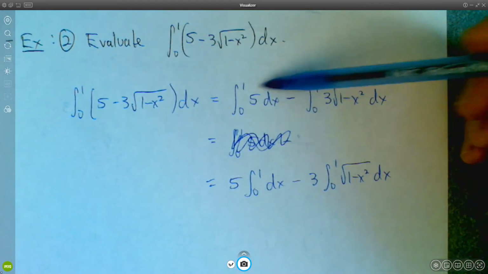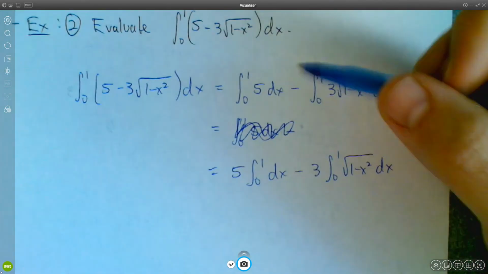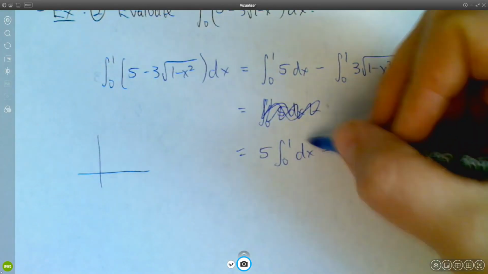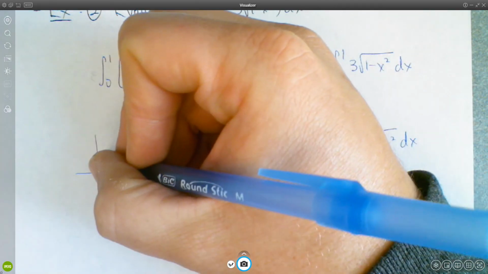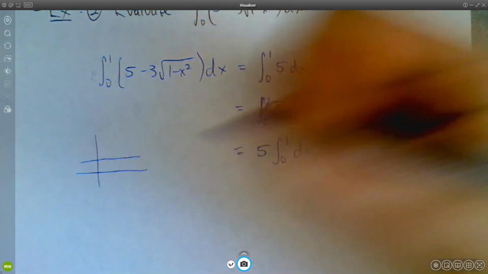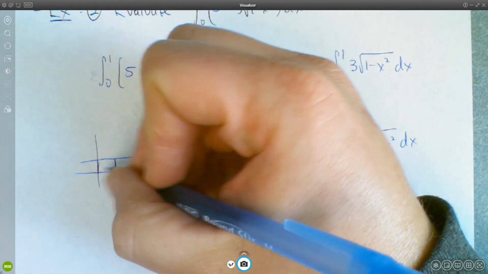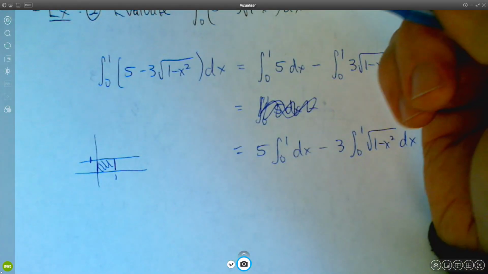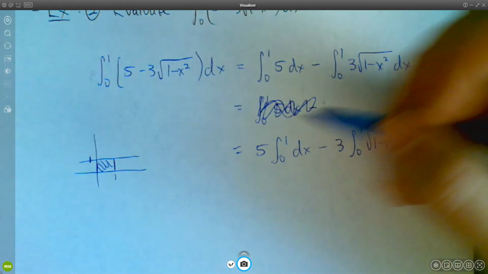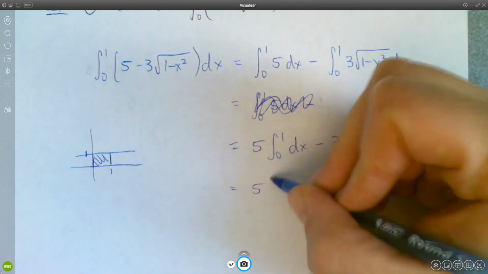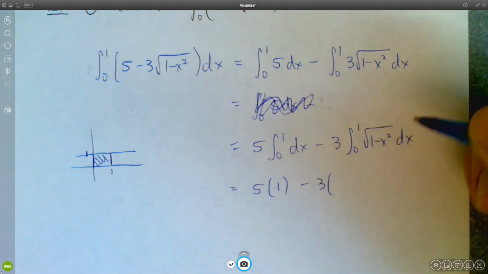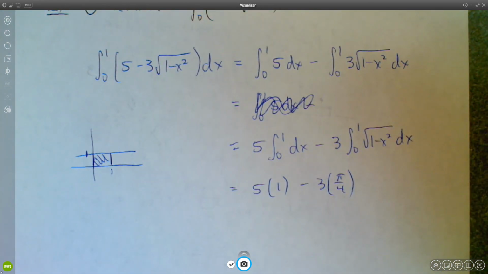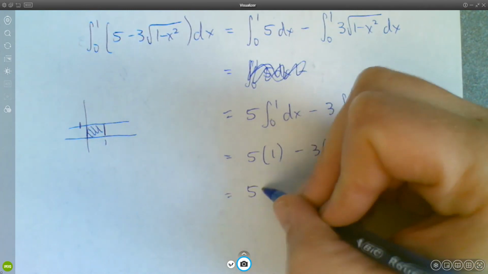It may have been easier to think of it this way after all, but this one is going to be a rectangle with height 1, right? So it's kind of doing this thing. But I'm only interested in what's happening between 0 and 1. So actually, I guess it's a square, right? Because the height is 1 and the width is 1. So this is just going to be 1 square unit. So this is going to be 5 times 1 minus 3 times pi over 4. So it's 5 minus 3 pi over 4.